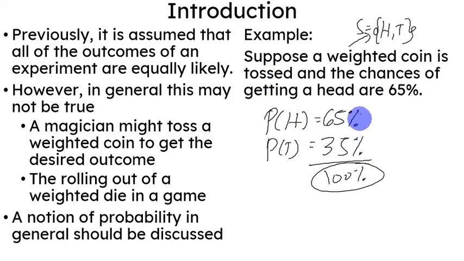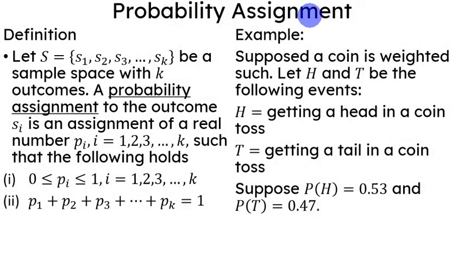Now, you might have noticed, this intuitive notion of probability will lead us to the definition of a probability assignment. We define S equal to the set containing the elements S sub 1, S sub 2, S sub 3, up until S sub k, to be a sample space with k outcomes. A probability assignment to the outcome S sub i is an assignment of a real number P sub i, for i equals 1, 2, 3, up until k, such that the following holds.